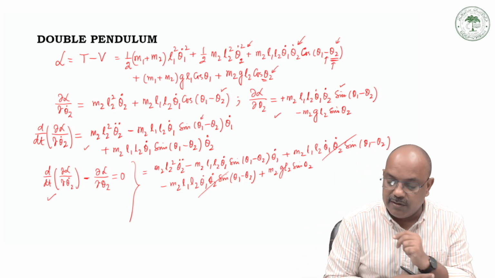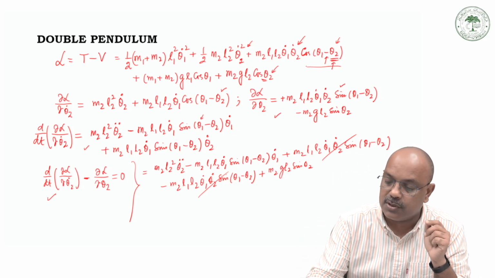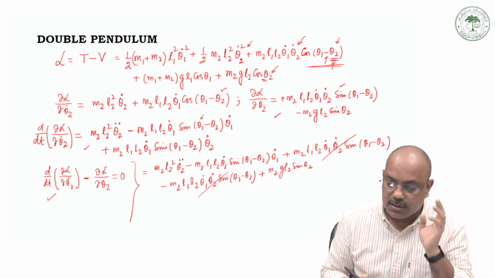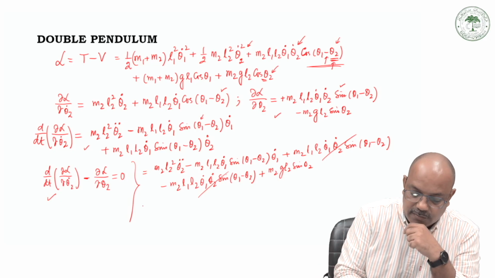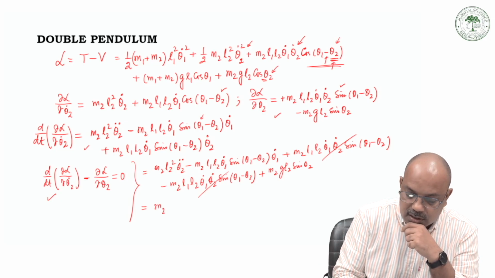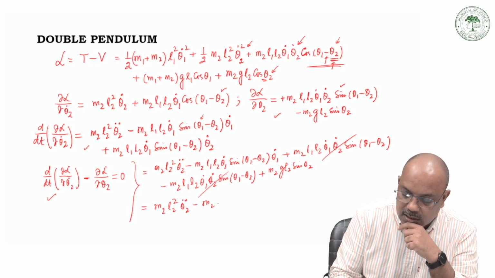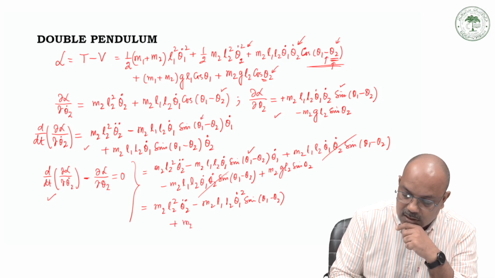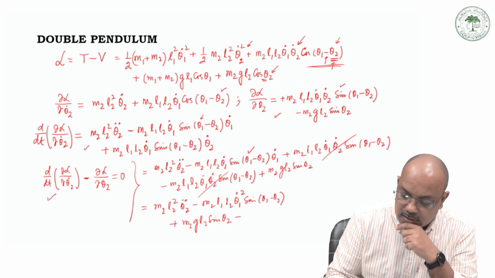Earlier in the previous lecture, I was making a mistake at this position, because of the minus theta 2 that was also coming out to be plus. So now this is good. There's no unphysical part here. So now this is m2 L2 squared theta 2 double dot minus m2 L1 L2 theta 1 dot squared sine of theta 1 minus theta 2, plus the third term m2 g L2 sine theta 2, equal to 0. So now the equation is correct.